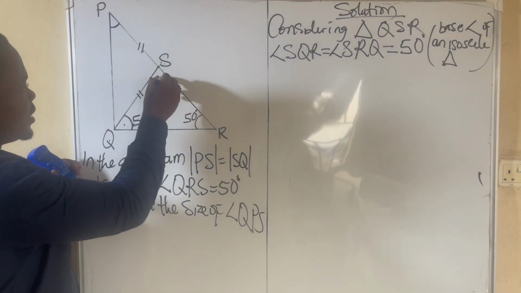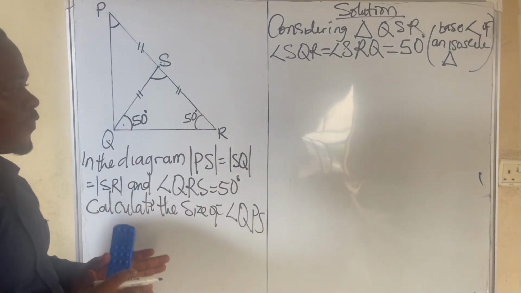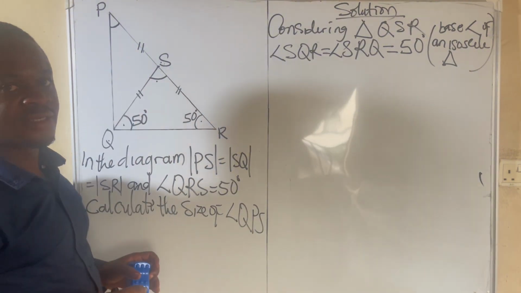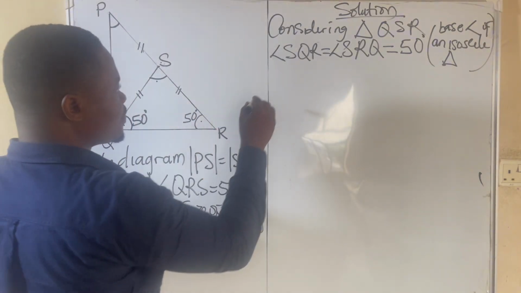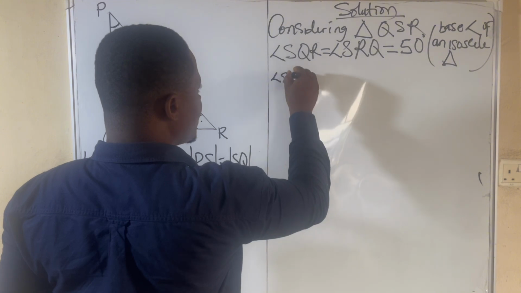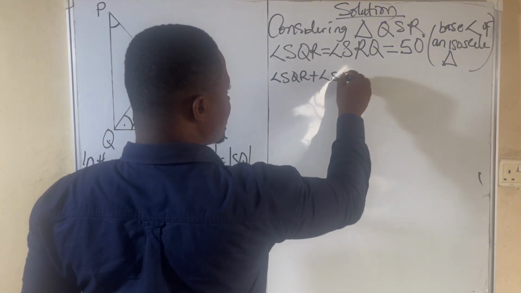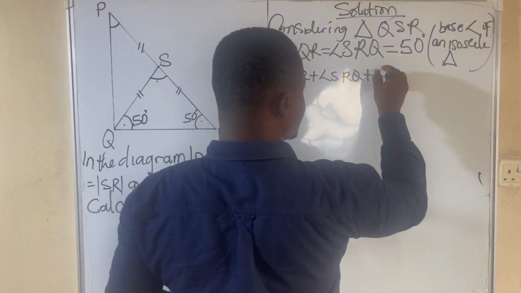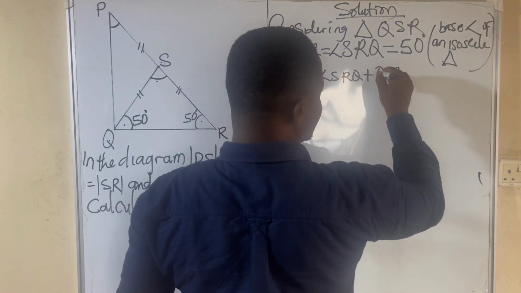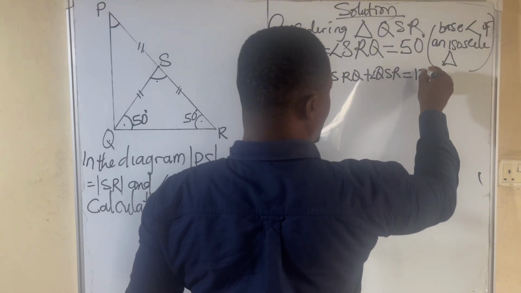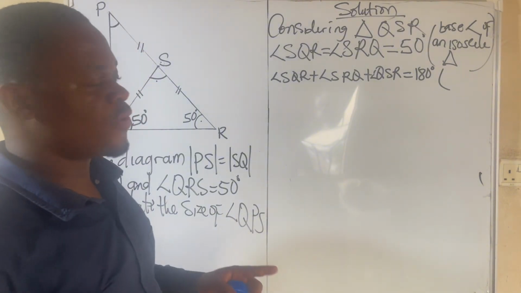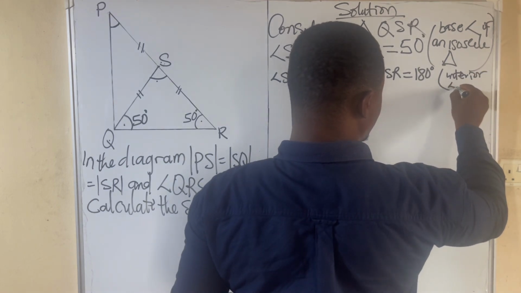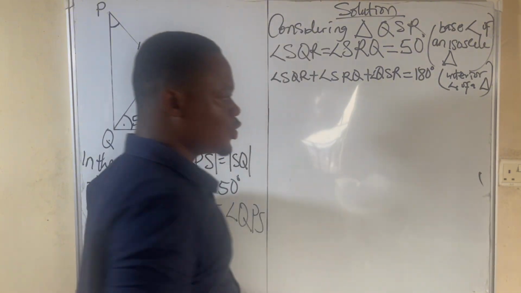What is the value of this angle here? We know that the sum of interior angles of a triangle is 180 degrees. That means we have here 50, and here 50, so we can get here. So considering this triangle, angle SQR plus angle SRQ plus angle QSR is equal to 180 degrees. The reason is the sum of interior angles of a triangle. So when you add them, it is 180.